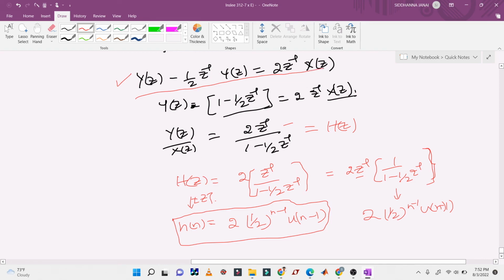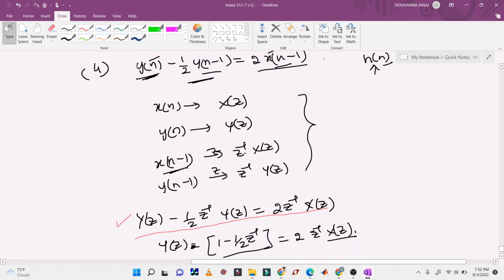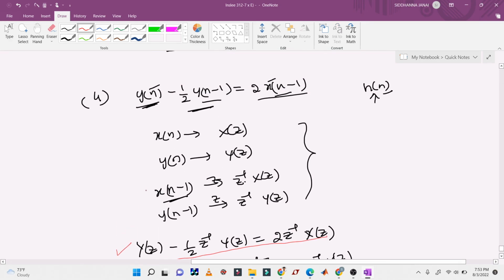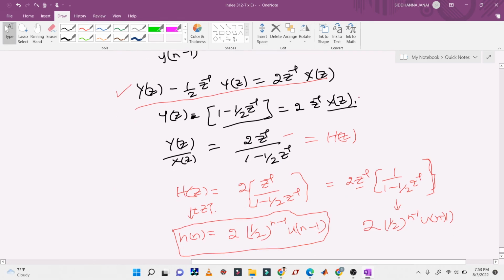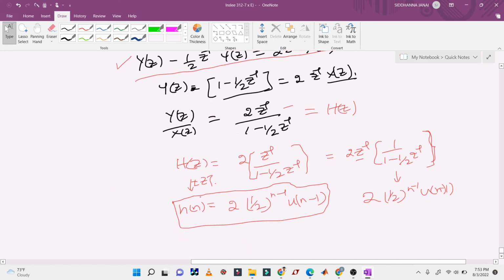This is the input output relation that was given. For this we have found out h of n using z transform and inverse z transforms.